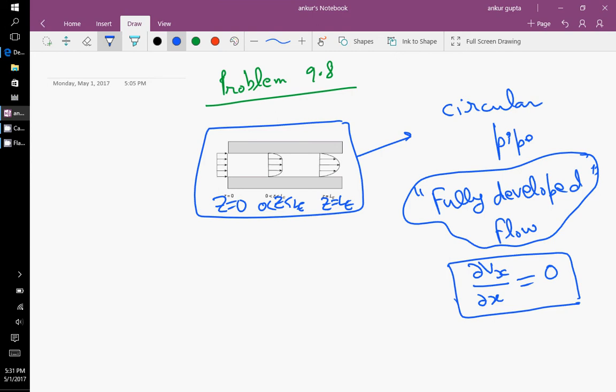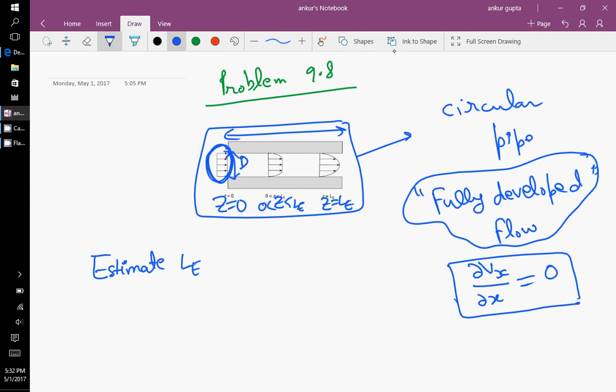What the problem is asking us is to estimate LE. And what is LE? So let us say we have a pipe of some length, and the diameter is d. When you input some fluid inside this, initially the fluid will have uniform velocity at the entrance, right?